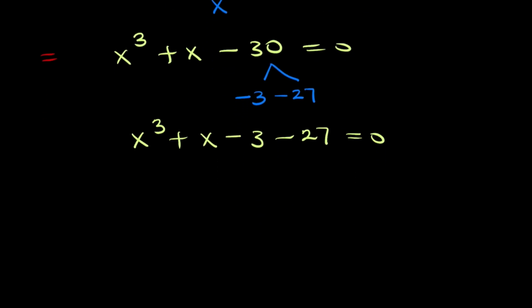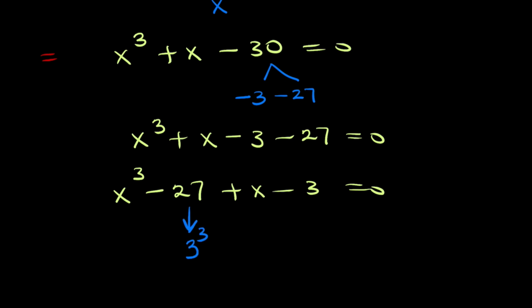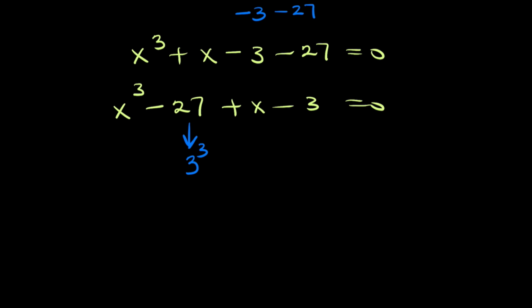If I rearrange this, I'll get x raised to power 3 minus 27 then plus x minus 3 is equal to 0. The reason for this is so that I can break down 27 into 3 raised to power 3. And then I'll rearrange the equation again as x raised to power 3 minus 3 raised to power 3 then plus x minus 3 is equal to 0.